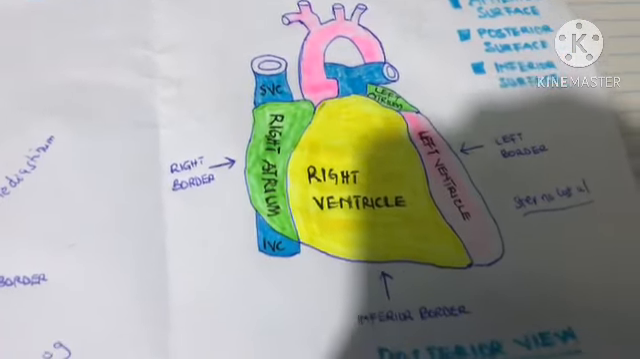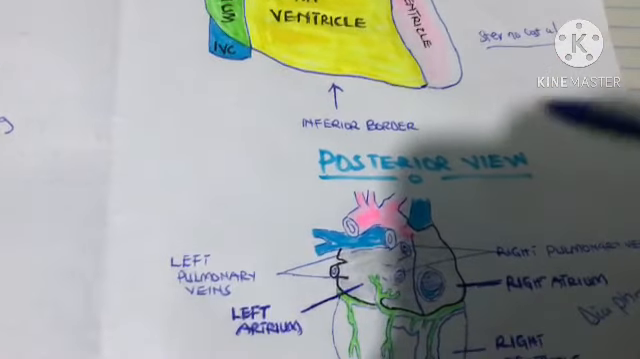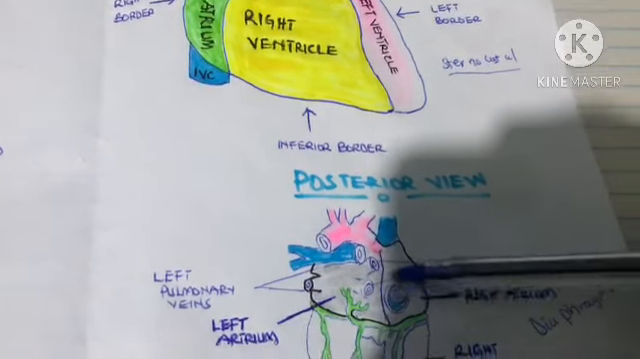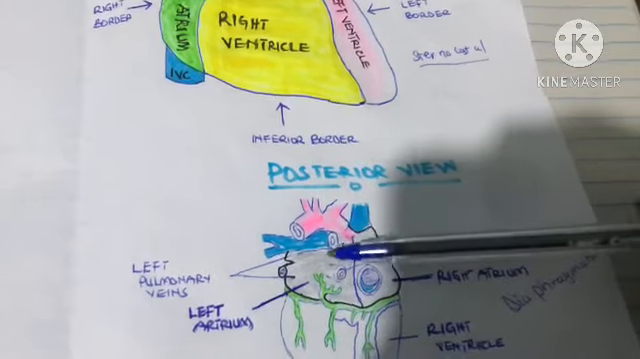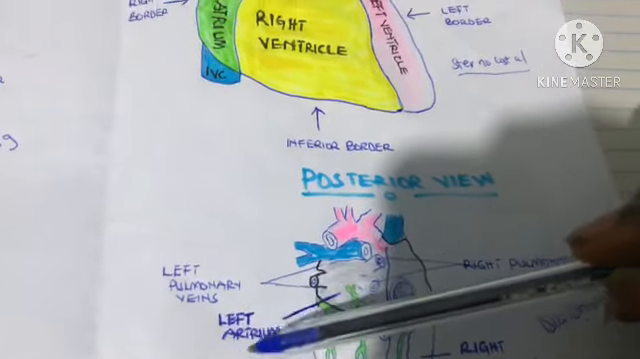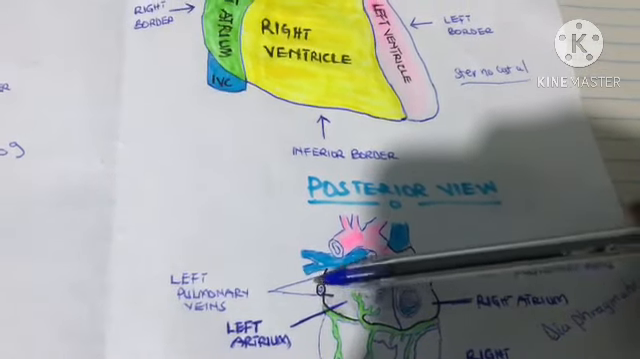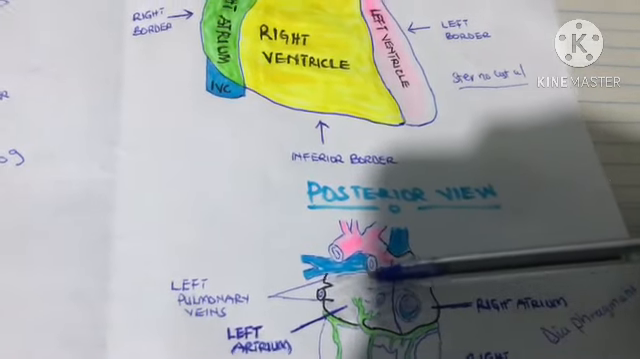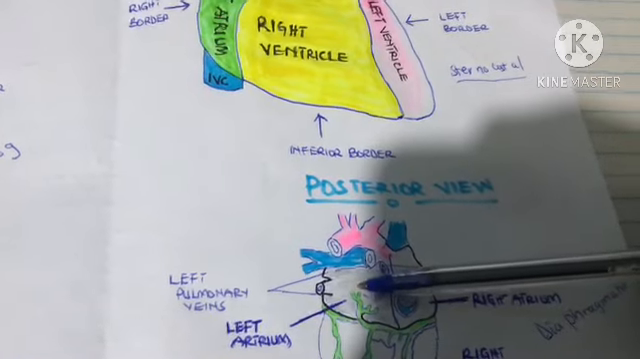Now let's look at the posterior view so that we can talk about the posterior surface. So this is the posterior view. This part is not included. When you look at the posterior surface, you can see that it is mainly formed by the left atrium, which receives blood from the four pulmonary veins. These pulmonary veins bring oxygenated blood from the lungs to the left atrium. You understand?